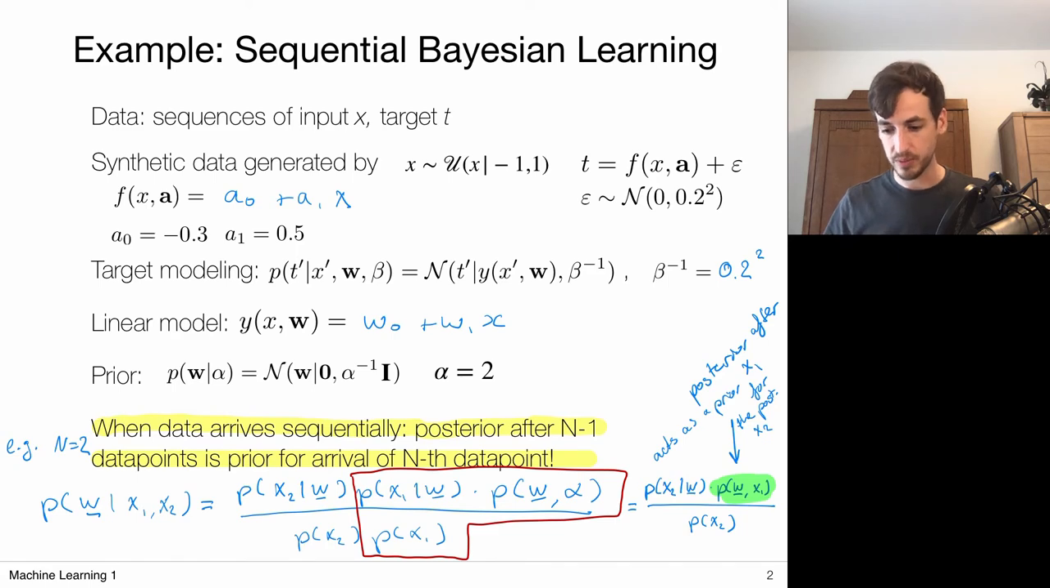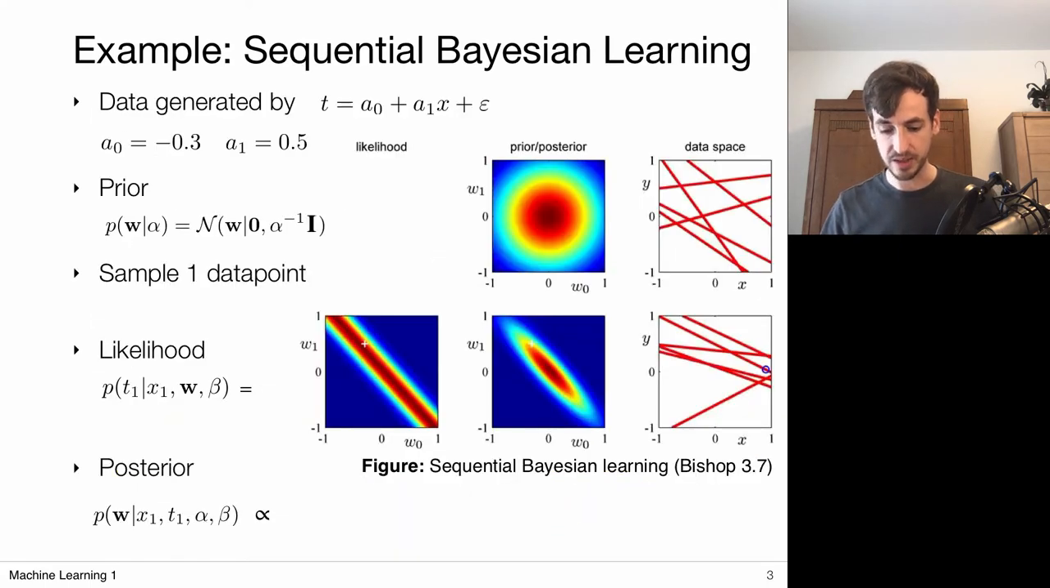Okay, so let's make this a bit more explicit with a visual example. So again, this was how my data was generated, just via a linear model with these coefficients and some noise parameter.